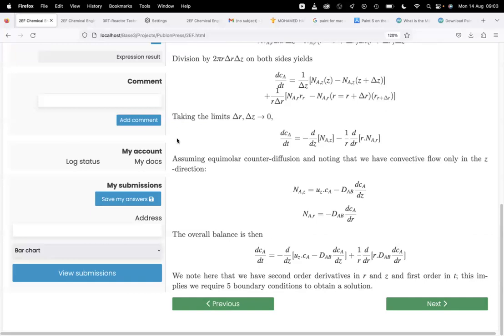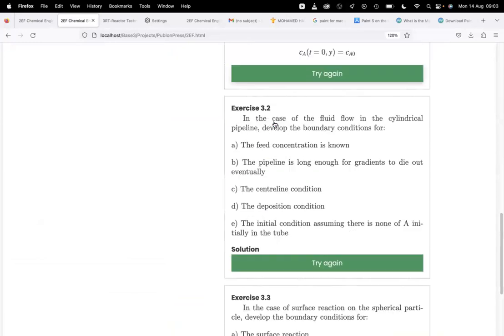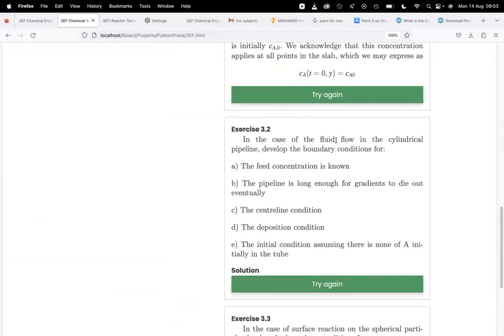Okay, so let's start with the boundary conditions. This is on the slab, and here is our flow in the cylindrical pipeline. The first boundary condition is that the feed concentration is known. In fact, let's just read all of this. So the feed concentration is known. The pipeline is long enough for gradients to die out eventually. That's another very physical thing. All these statements are quite physical. It's not like some mathematical abstraction we're talking about here.